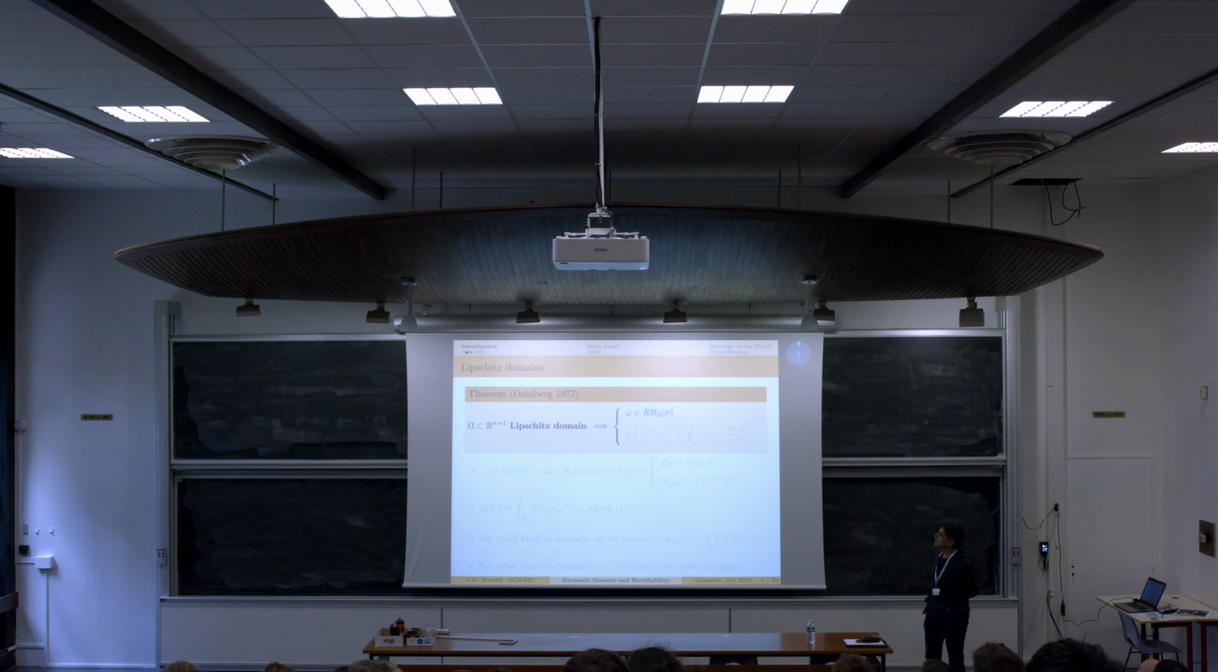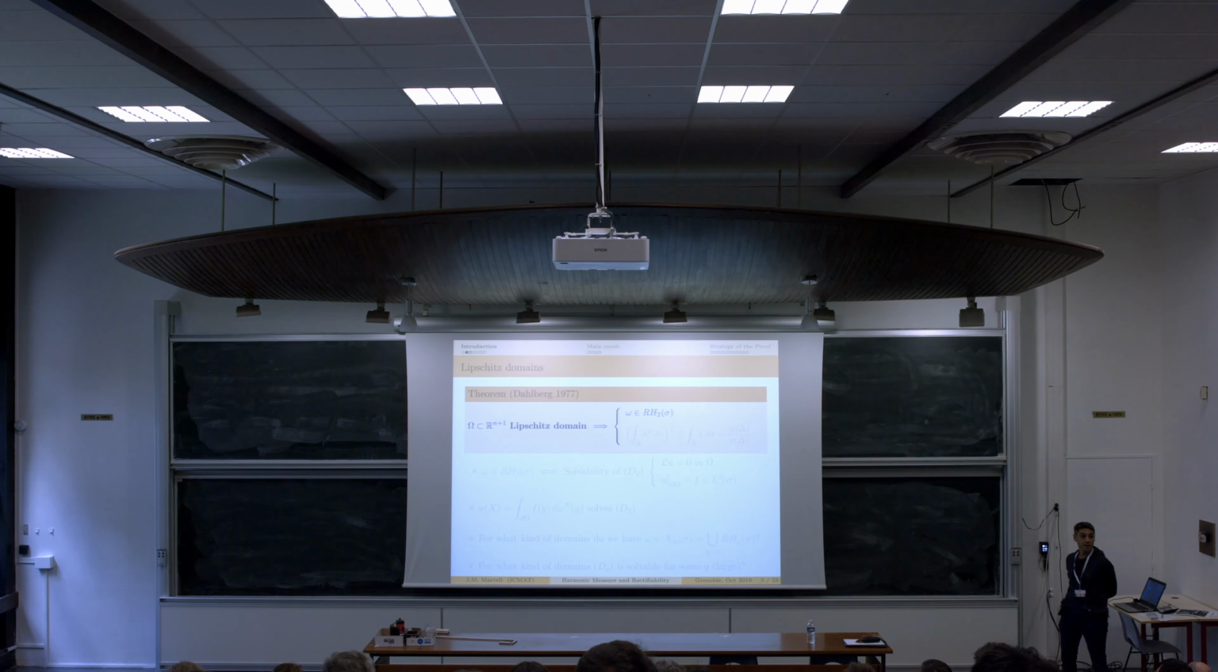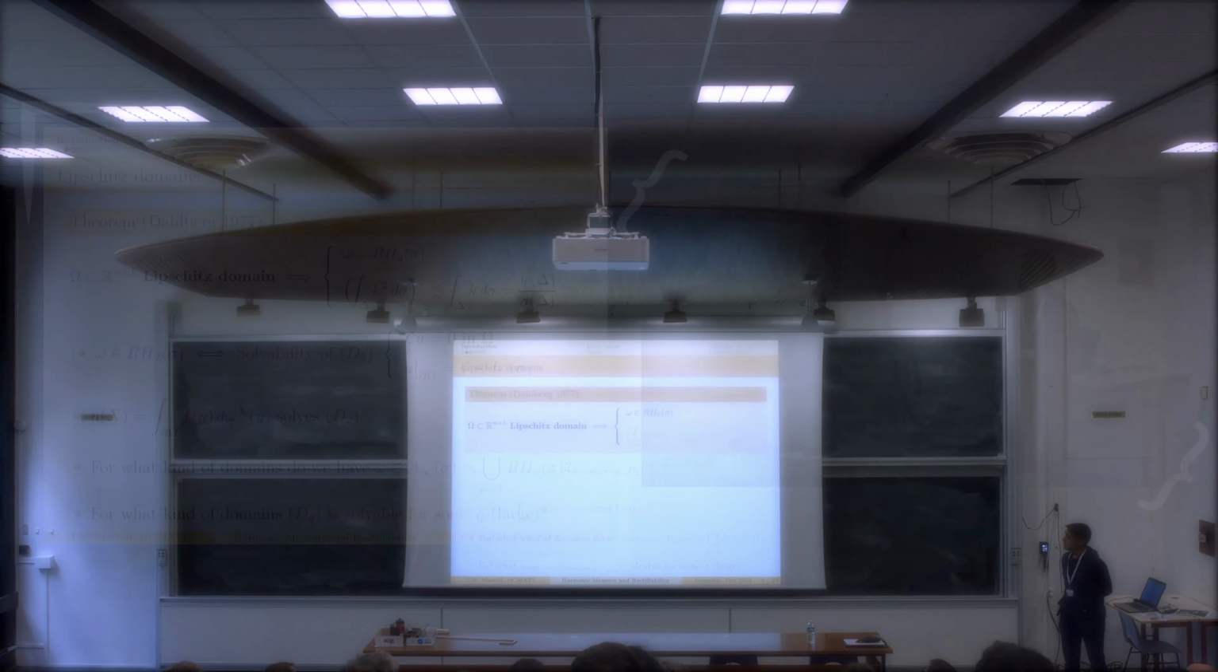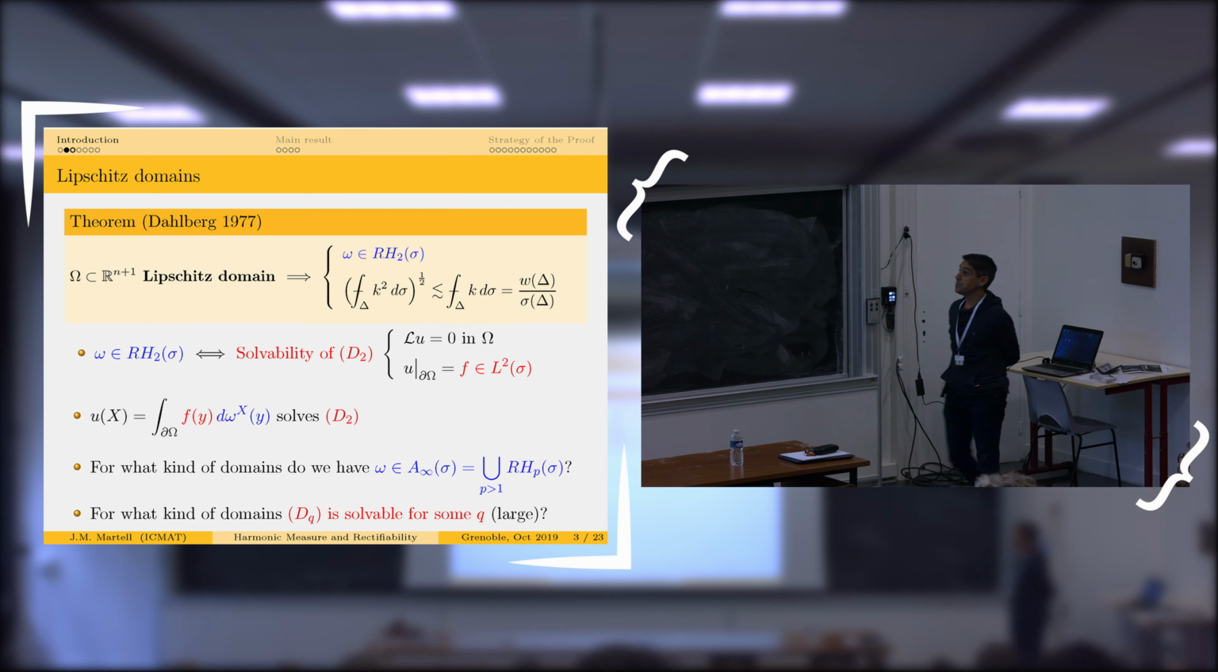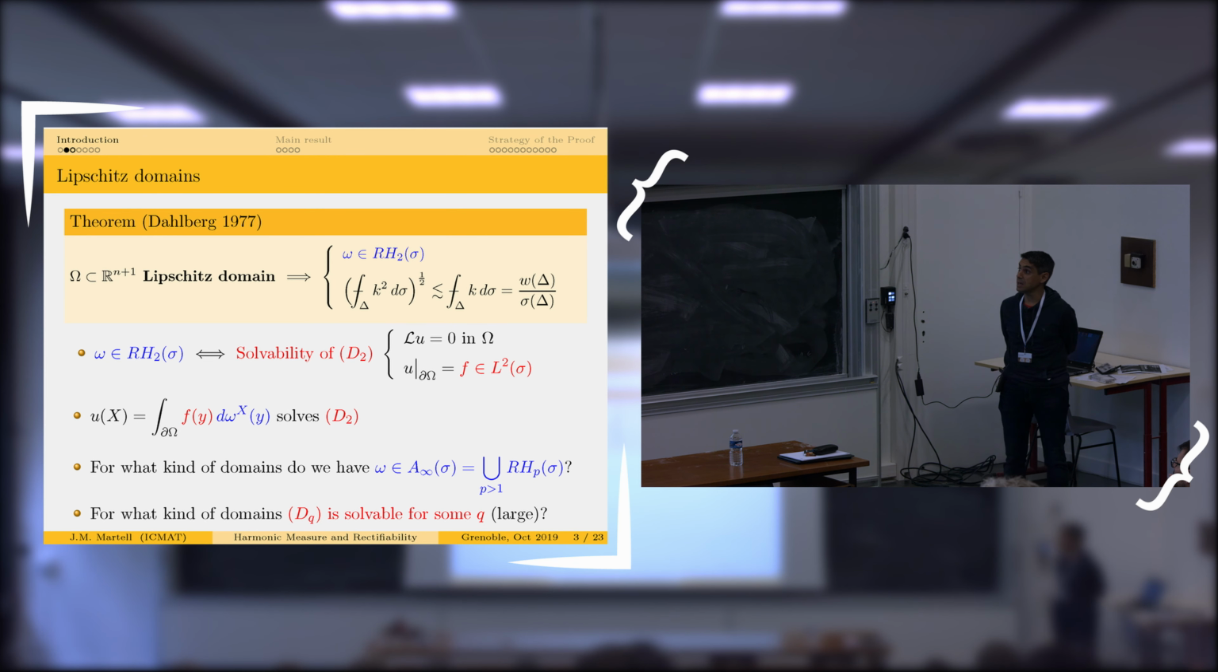Okay, so let us start with some introduction. I'm going to start giving some of the historical background, and then I will explain some of the ingredients that we need to understand this. This is a result going back to the late 70s, in which Dahlberg proved that if you have a Lipschitz domain in R^(n+1), I will be working in R^(n+1) all the time, then something called the harmonic measure, which is an object that allows me to solve the Dirichlet problem, is in a class called RH2, the reverse Hölder class with exponent 2.